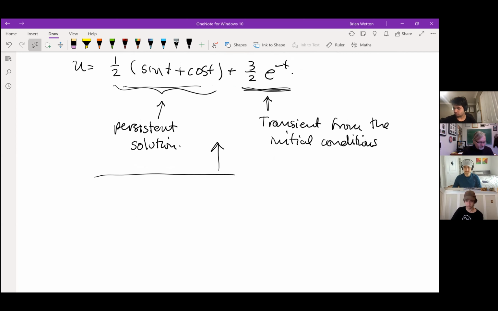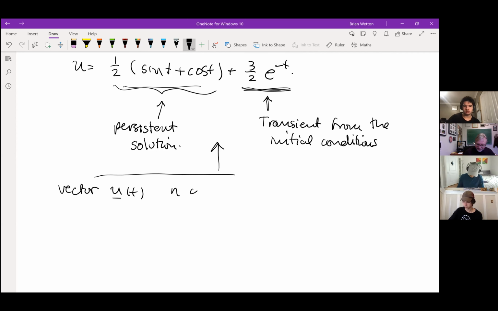Okay, so we've looked at the scalar case. We're aiming for the heat equation. Let's take an intermediate step before we go to the heat equation. So let's talk about how this all looks for vector linear problems.